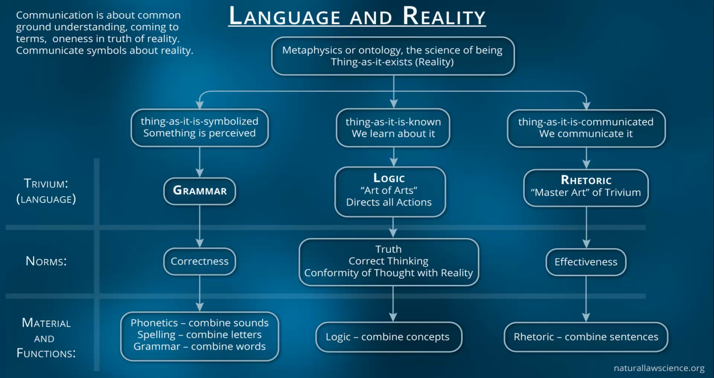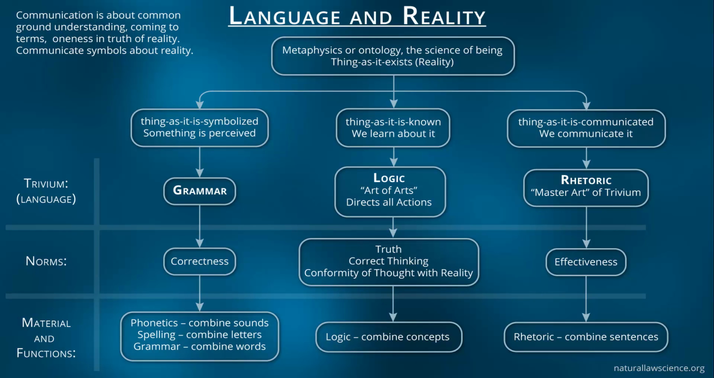So when we get from metaphysics, we're going to break into the three aspects of consciousness again, which are grammar, logic, and rhetoric. So in the grammar side, we have the thing as it is symbolized. You recall back in the first image, we had grammar, which is symbols. Logic was thinking, and rhetoric was communication. So in grammar, it's the thing as it is symbolized when we're looking at things as they exist. So in grammar, the thing as it exists is, as it is symbolized, something is perceived.